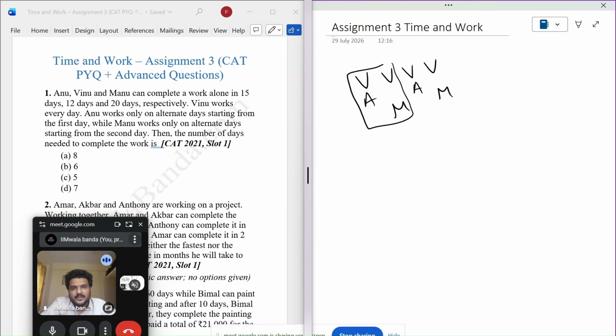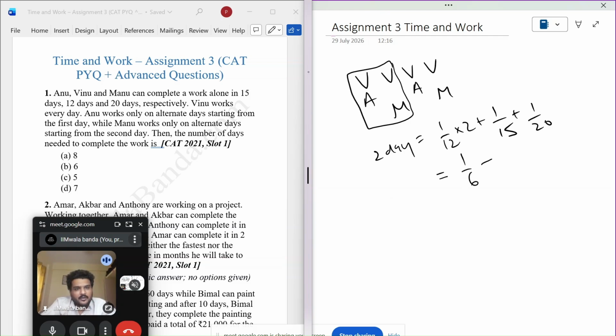For example, can I say in every 2 days, the work done will be: Vinu works for 12 days, so work done will be 1 by 12 in 1 day, and in 2 days it will be 2 by 12. A has worked only for 1 day and M has worked only for 1 day. So in 2 days, this is the amount of work that is done. Now it will keep on getting repeated.